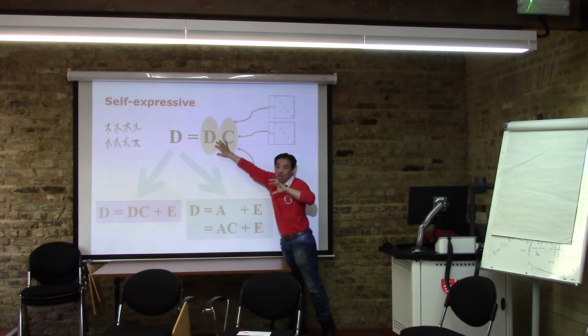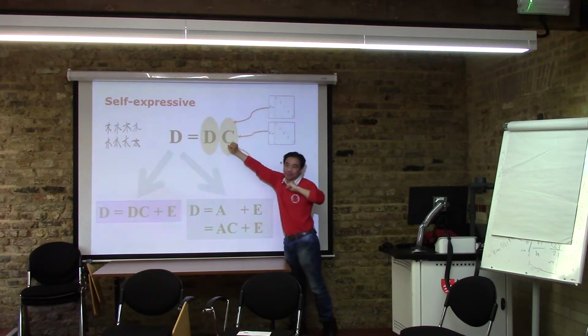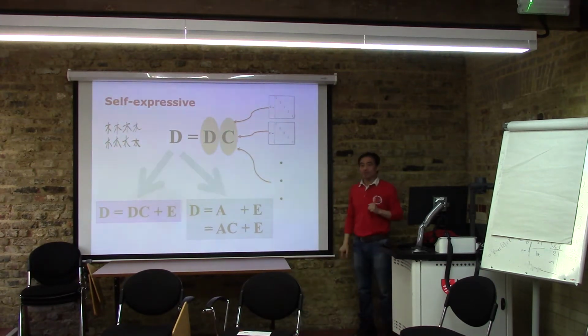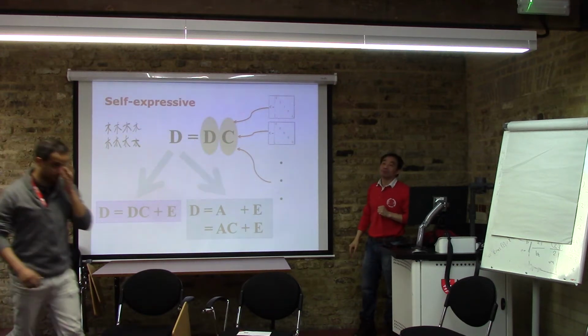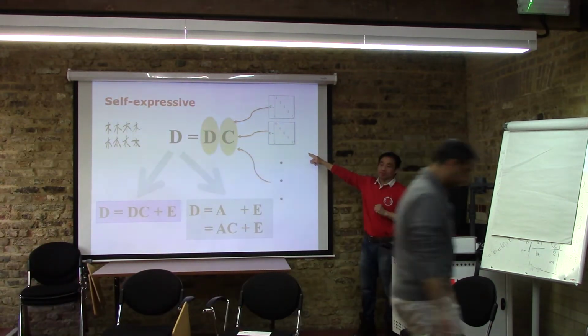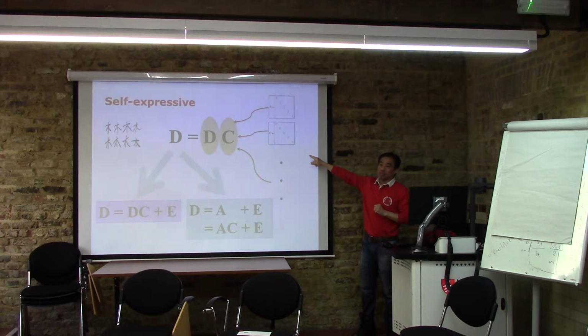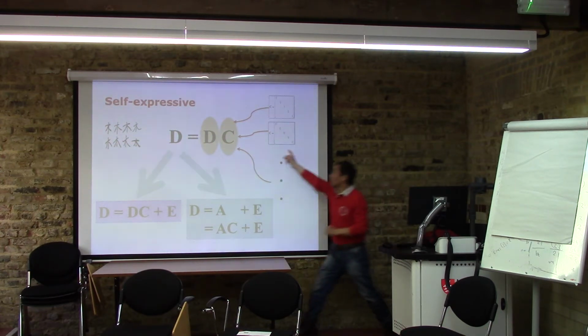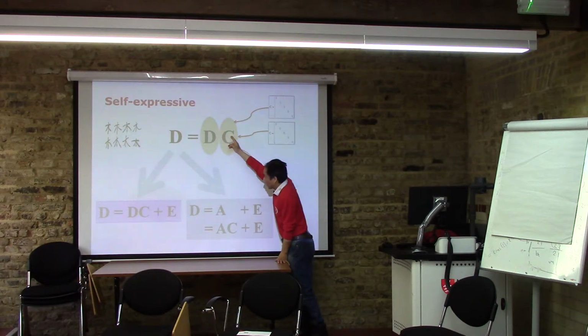To find the lowest rank, we use this self-expression to get the lowest rank. That's the C. But is the C given or not? Then what's the constraint for C? The rank of C? Yeah, the rank of... okay, this one is not really the rank.